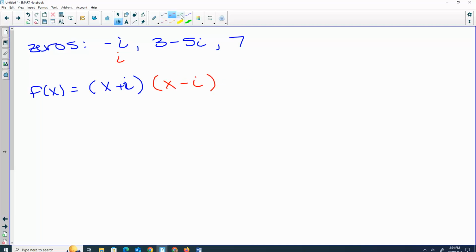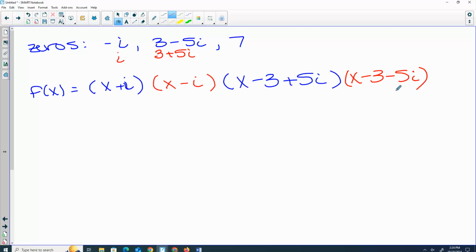Okay, if 3 minus 5i is my 0, my factor would be x minus 3 plus 5i. And if 3 minus 5i works, so does 3 plus 5i. So we'll have x minus 3 minus 5i. And if 7 works, we would get x minus 7. Do I have to do negative 7 as well? No, because imaginary zeros come in pairs, but real ones do not. Doesn't matter what order you have those parentheses.